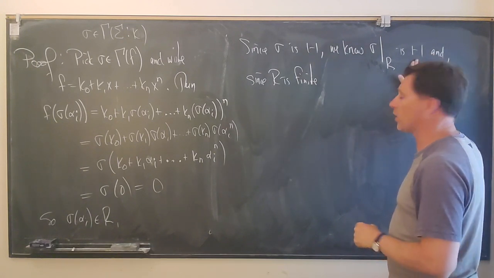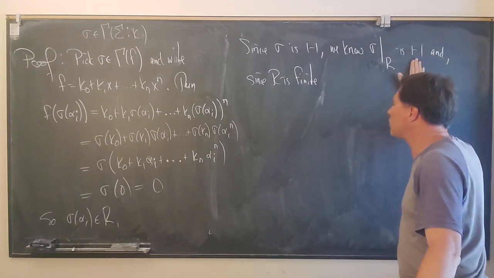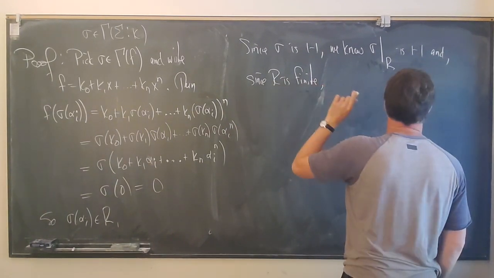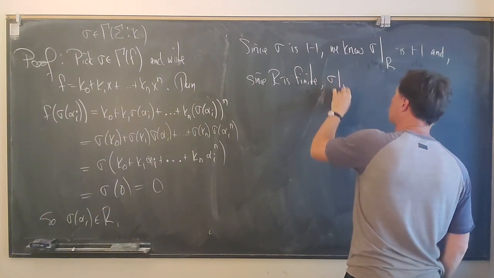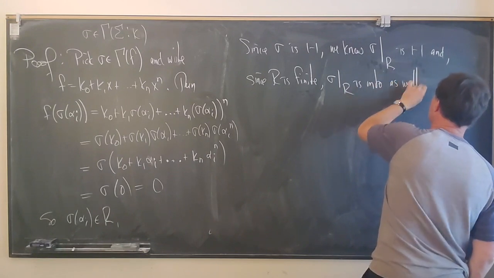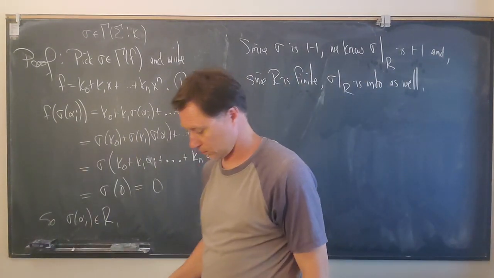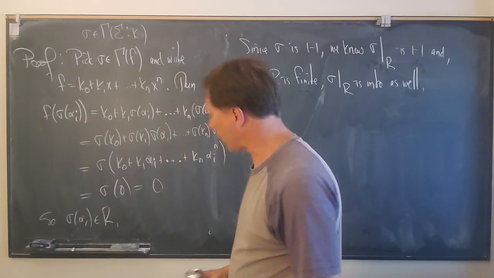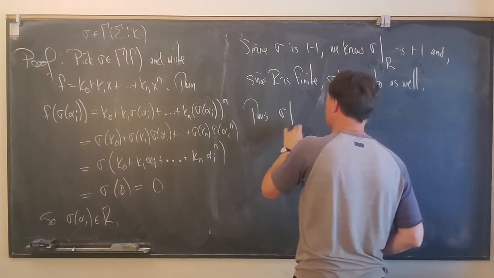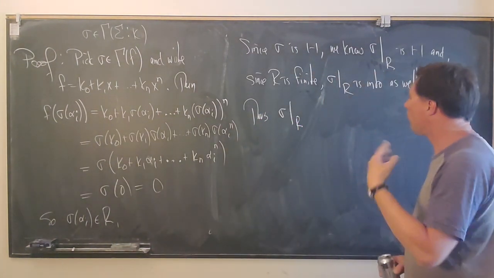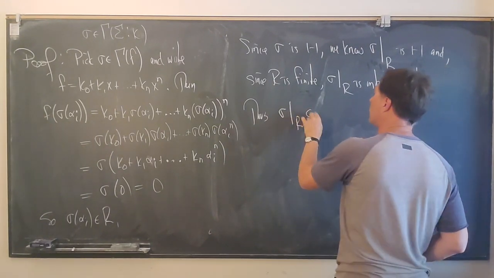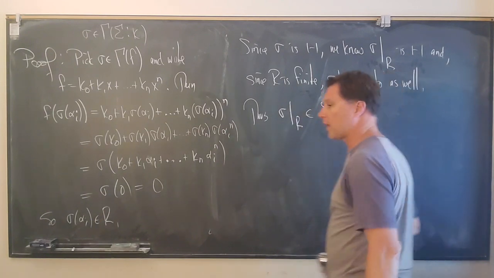If you have a 1-to-1 function, remember back to Math 248, a 1-to-1 function from a finite set to a finite set also has to be onto. So since R is finite, sigma restricted to R is onto as well. So what does that mean then? We can say thus, sigma restricted to R is one-to-one and onto, a bijection from R to R. In other words, it's a permutation of the set R.